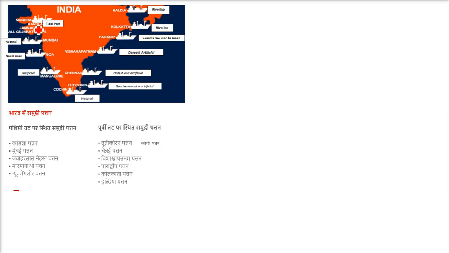This is the map of our coastline. These are the places we start from. We'll start with the Kandla. So we have certain words here, that is natural, riverine and artificial. So what is a natural port, what is an artificial port, and what is a riverine port?